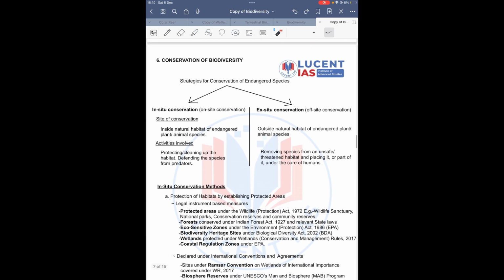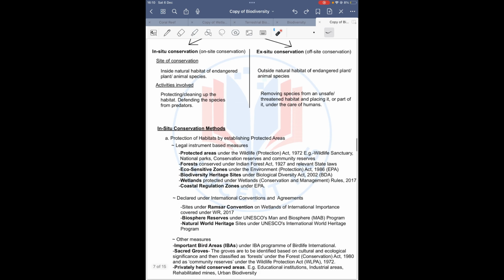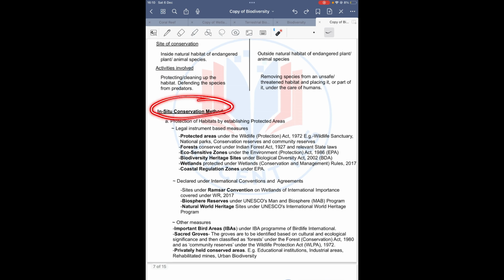Next let us see what are the conservation strategies for biodiversity. So we have 2 conservation strategies. One is the in situ conservation and other is the ex situ conservation. In situ conservation means what? On the site of conservation, like national parks, forest, etc. And ex situ means outside natural habitat of endangered plants and species, like for example zoo. Clear?